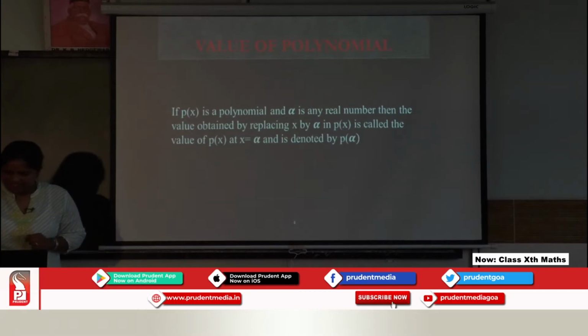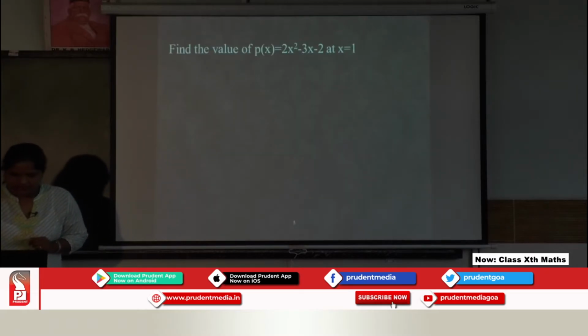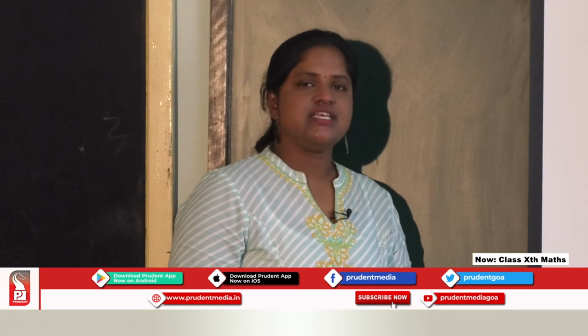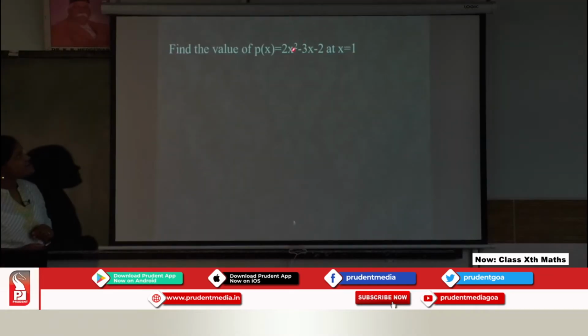Let's have a look at some examples. Now, consider this example. Find the value of P of x equal to 2x square minus 3x minus 2 at x equal to 1. So this is P of x. And what is the alpha given? Alpha is any real number, that is 1. So what we are supposed to do is replace every x in P of x by 1.